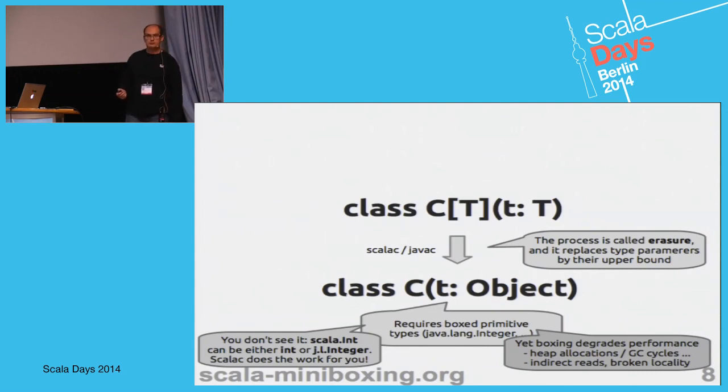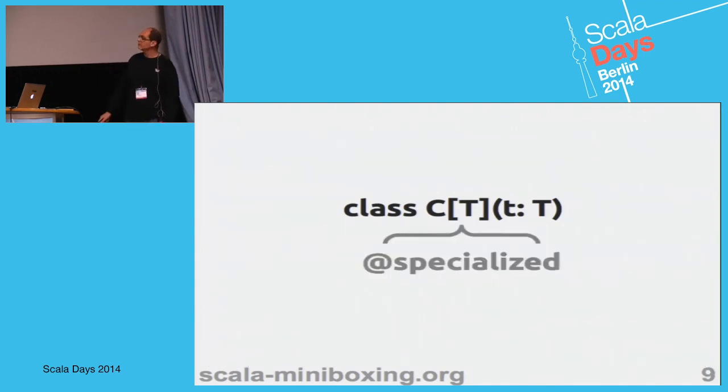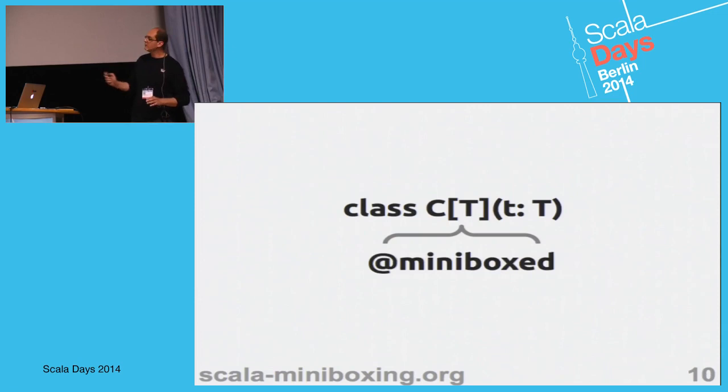What do we do right now in scalac? Well, you just add a @specialized annotation there. And this annotation magically transforms the class such that it will have good performance for primitive types. Now, what I'm going to try to convince you of today is to use @miniboxed instead of specialization.